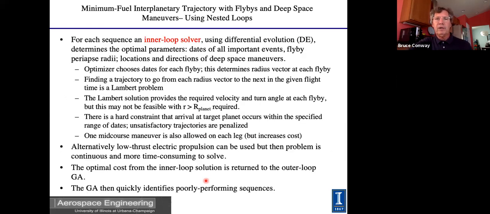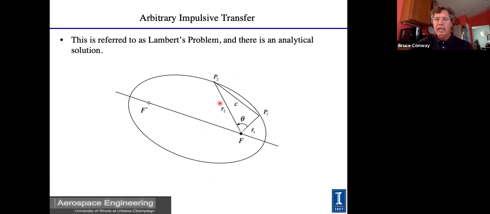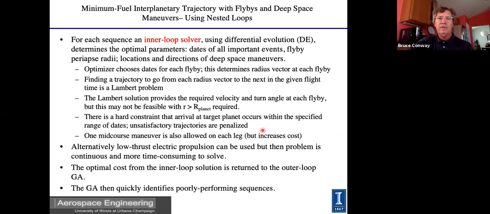Then the inner loop solver, I'm kind of running out of time here, so I won't go into a lot of description about it, but I described a Lambert problem, which looks like this. So if the date for a flyby is known, you know where the position of the flyby planet is. If the date for the next flyby is known, you know where that planet will be. You then know this interior angle and the lengths of those radius vectors, and you know the transfer time, so you can find the elliptic arc that connects them. So the individual problems going from one planet to the next are Lambert problems. They're relatively easy to solve.